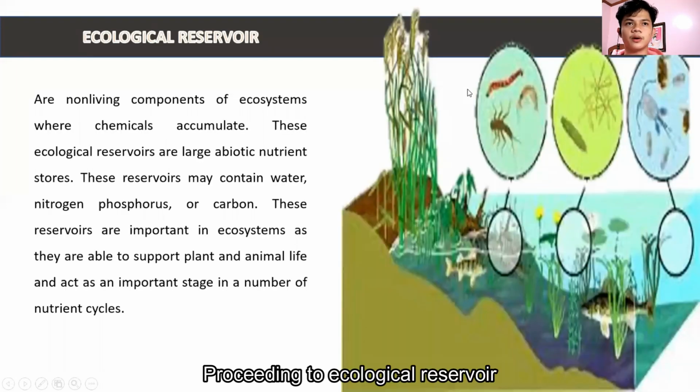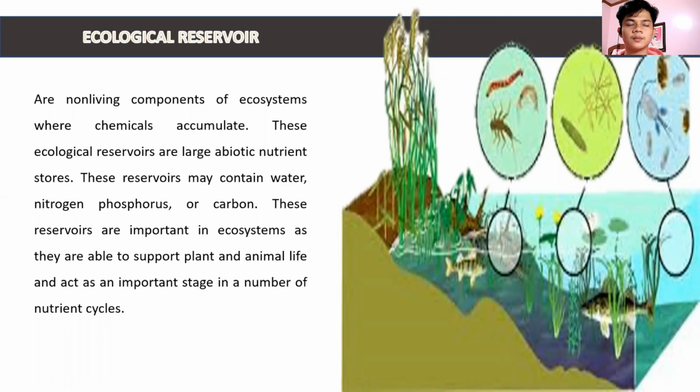Proceeding to ecological reservoir. Ecological reservoirs are non-living components of ecosystems where chemicals accumulate. These ecological reservoirs are large abiotic nutrient stores. These reservoirs may contain water, nitrogen, phosphorus, or carbon. These reservoirs are important to ecosystems as they are able to support plant and animal life and act as an important stage in a number of nutrient cycles.